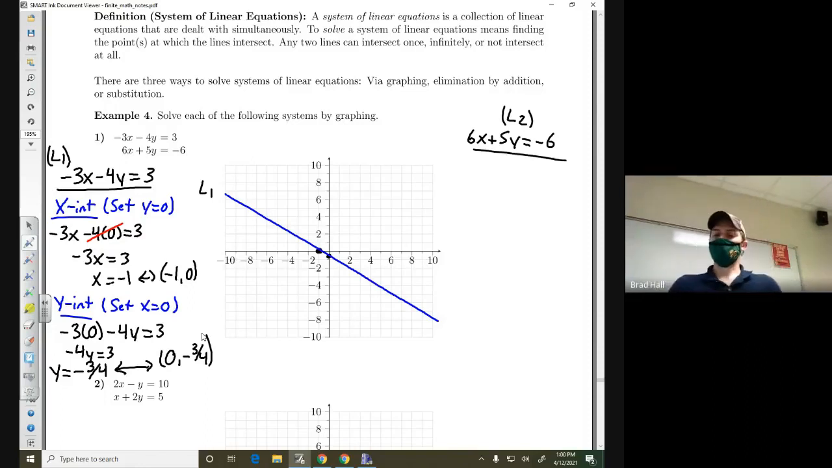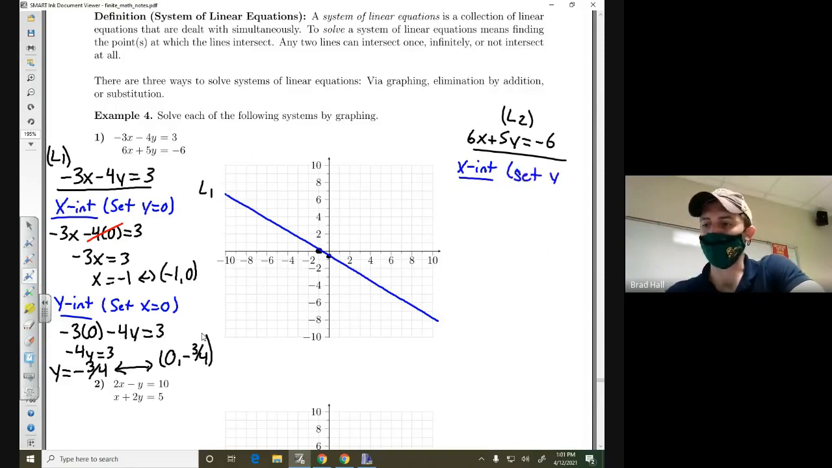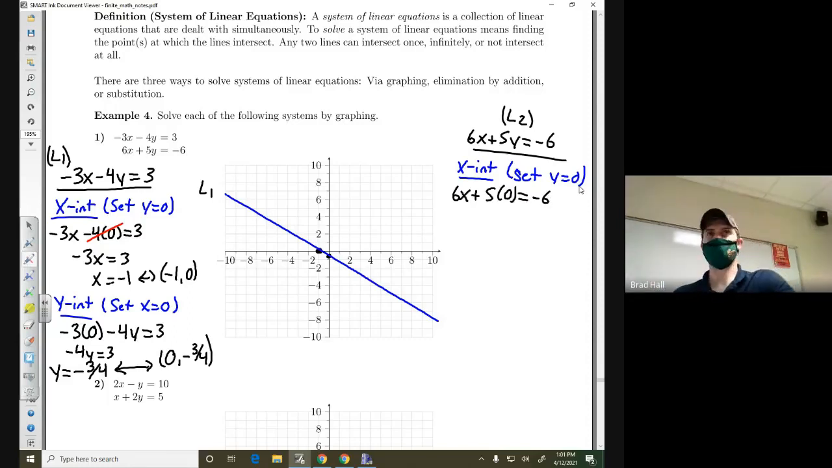And so just like we did for the first one, we're going to try to graph this one. We're going to find the intercepts and see where that goes. Start off with the x-intercept. We set y equal to 0. So this is 6x plus 5 times 0 is equal to negative 6, which, again, intercepts are very nice to work with. 6x is equal to negative 6, or x is negative 1.